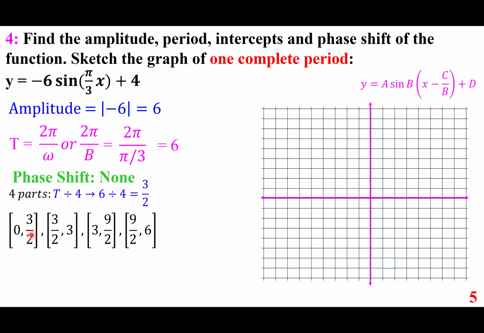Please understand what's happening here. The first one is 0 and 3 halves. If you add 3 halves to this, you get this one. Add 3 halves to this one, you get 9 halves. And finally, this one. If you don't get that, somehow we made a mistake.